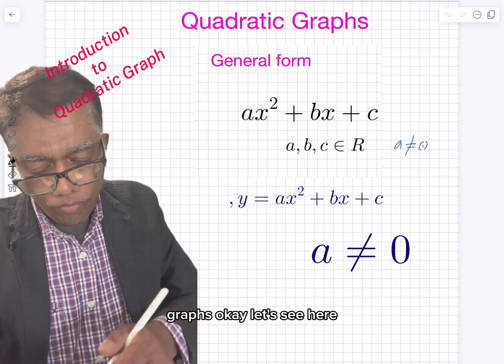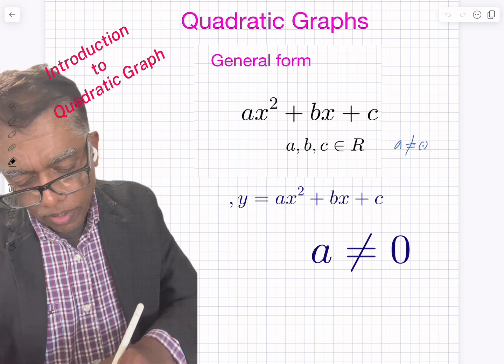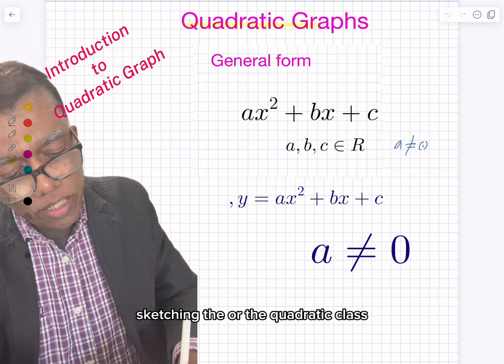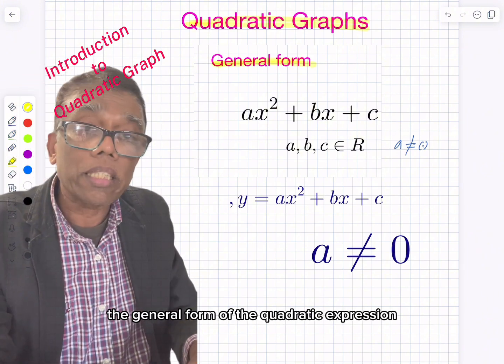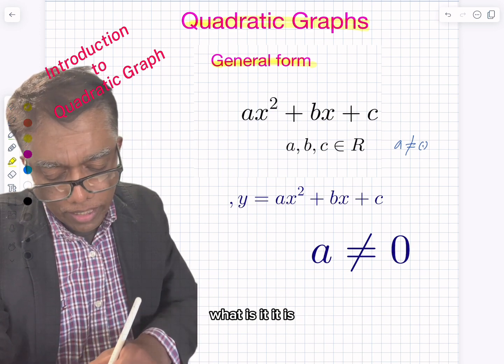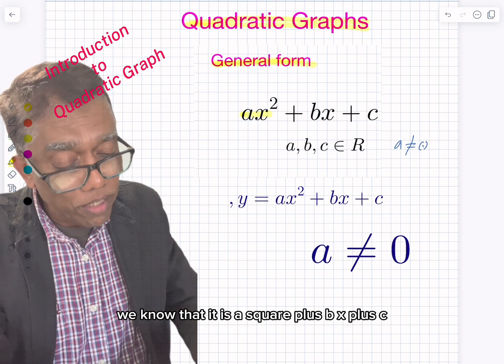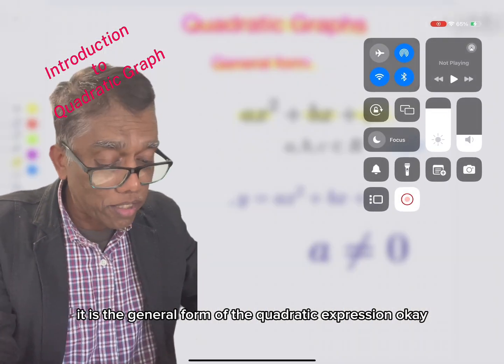Okay, let's see. Today we will discuss sketching quadratic graphs. We will start with the general form of the quadratic expression. What is it? We know that it is ax square plus bx plus c. It is the general form of the quadratic expression.